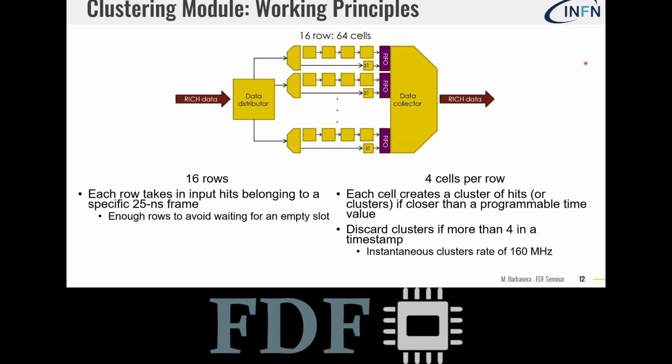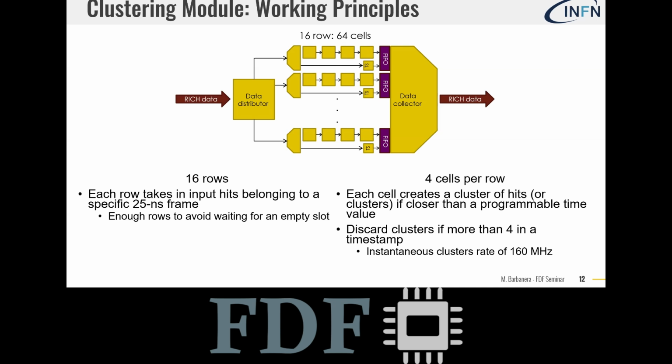There is a problem in this row in case there are more than 4 clusters in a time frame of 25 nanoseconds. But this means an instantaneous rate of 160 megahertz of clusters, which is not impossible, but still has a very low probability. So it can happen, but it's not that frequent.